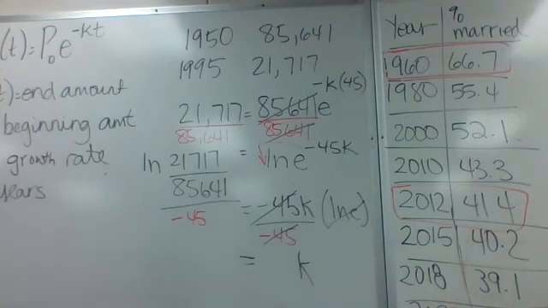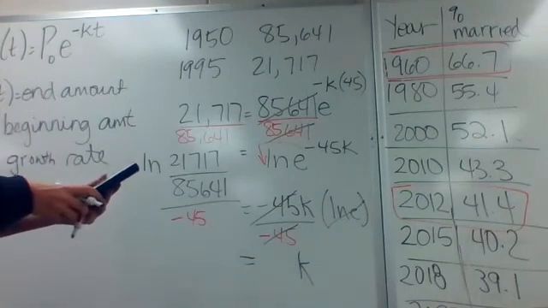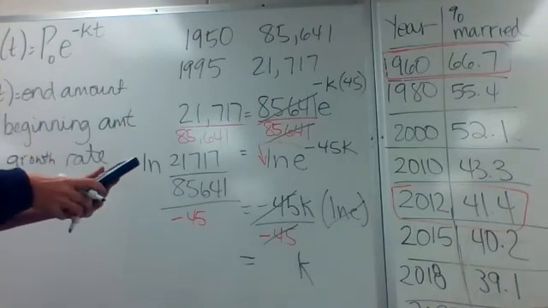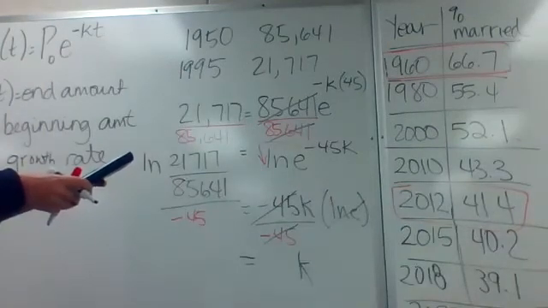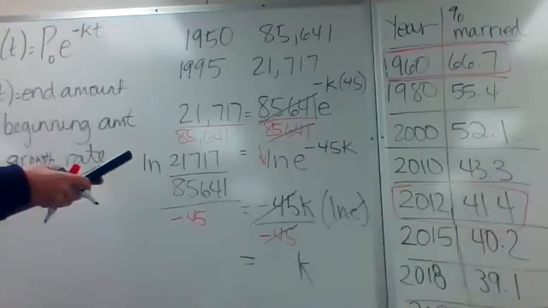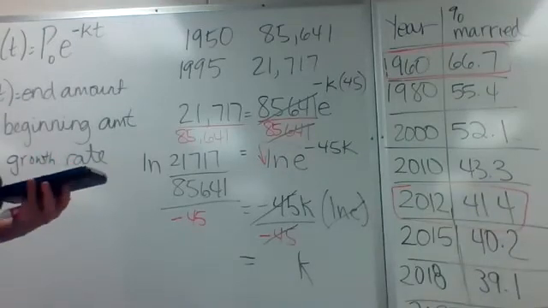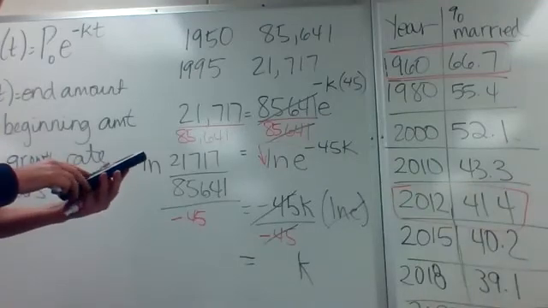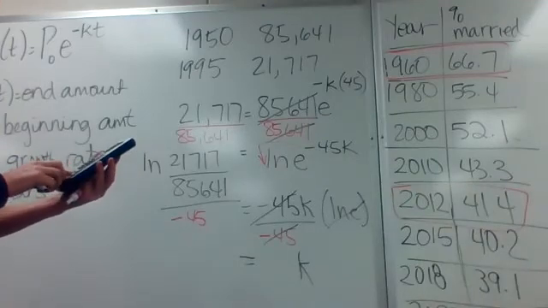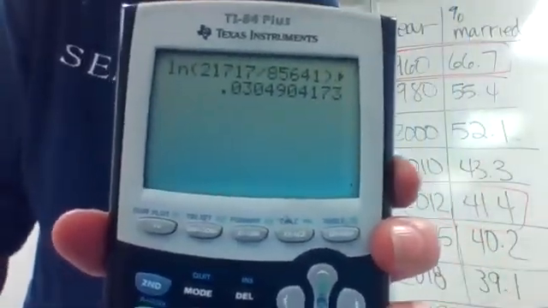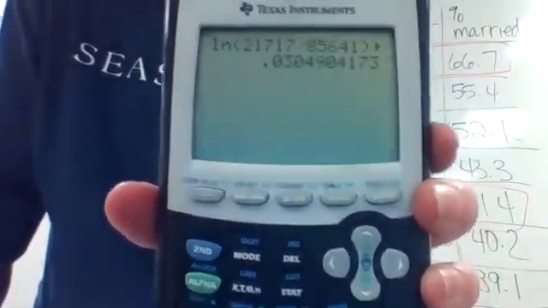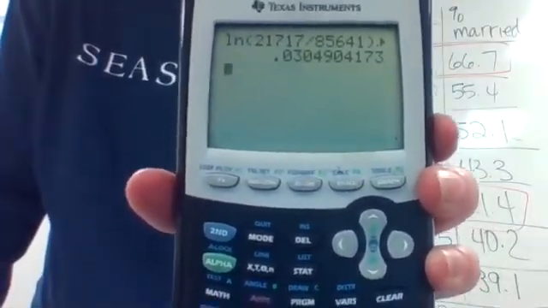So again, let's type in first ln 21,717 divided by 85,641 and close it. Then hit the divided by negative 45 and hit enter. All right, this one is multiple choice. It looks like it's going 3 decimals.